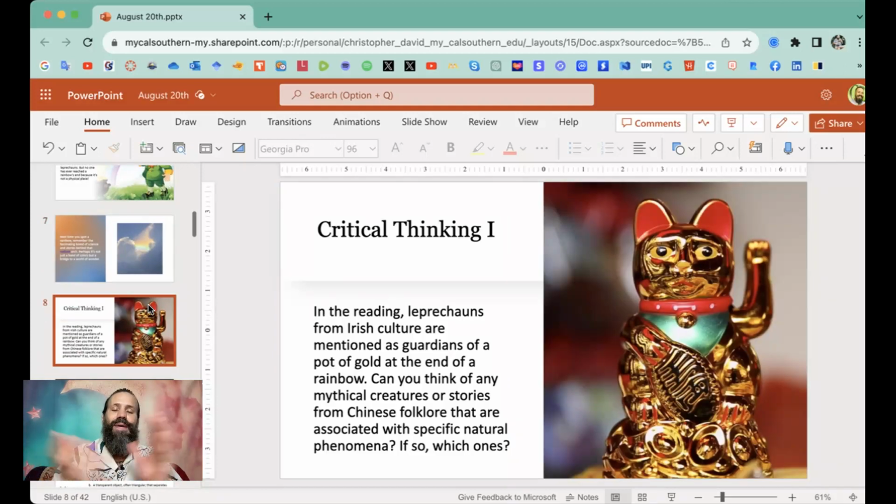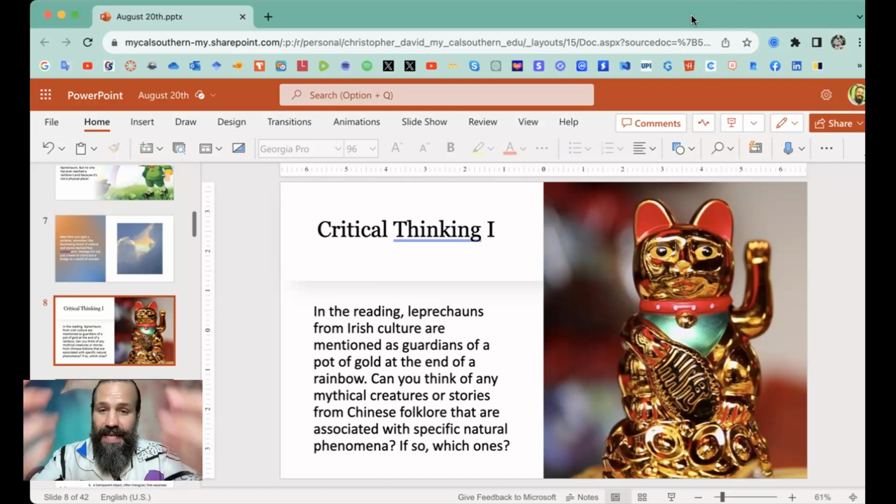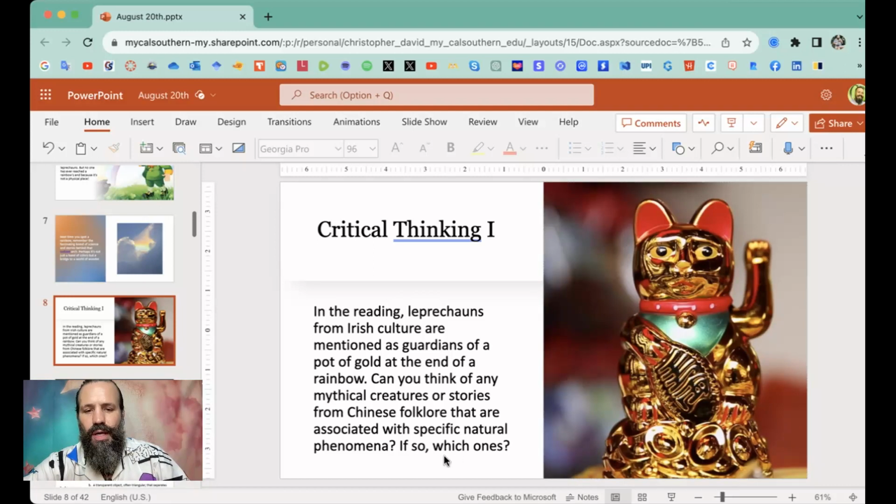Now, again, most of my students being Chinese students, I often focus on that, but for anybody of any culture, they can apply this to what they know about their culture or another culture, actually, just in general.